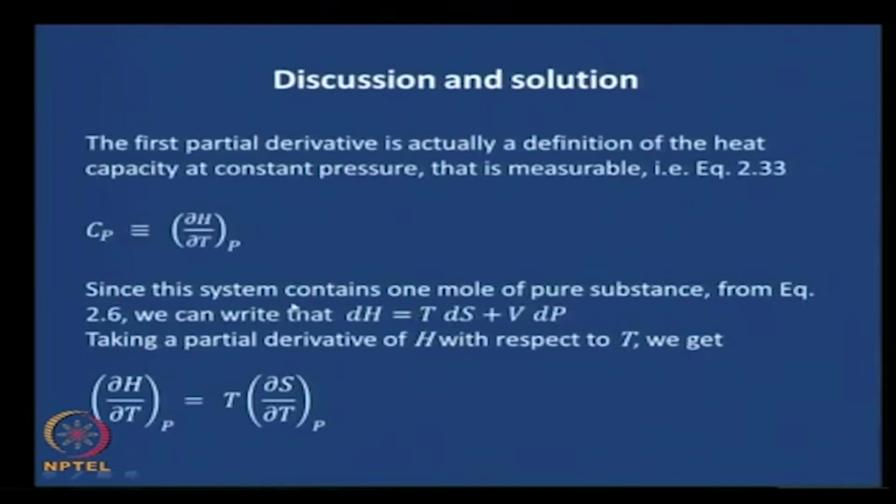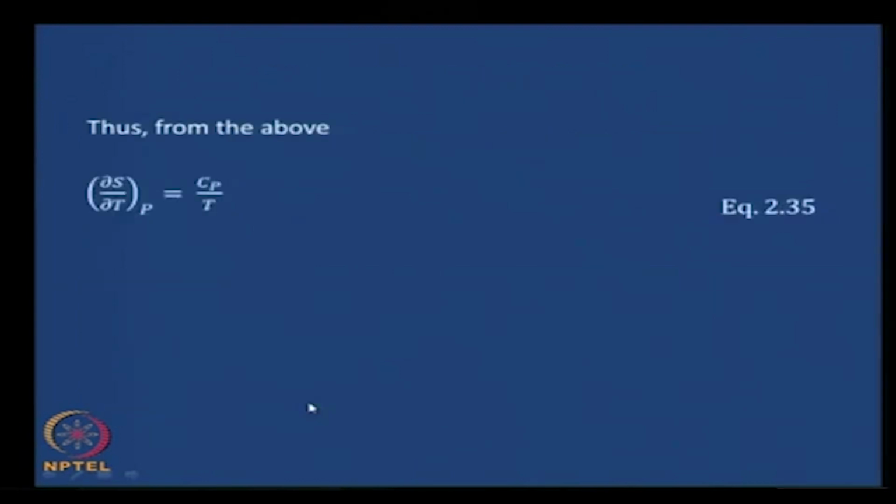Proceeding further, ∂S/∂T at constant P equals Cp by T. This you get by comparing the previous equations. Let us go back a little bit. This is ∂H/∂T at constant P equals Cp; we had gotten this as T ∂S/∂T at constant P. You equate this to this, Cp is easily measurable, and therefore we get ∂S/∂T at constant P equals Cp by T. So, we have handled this also. We will call this equation 235.